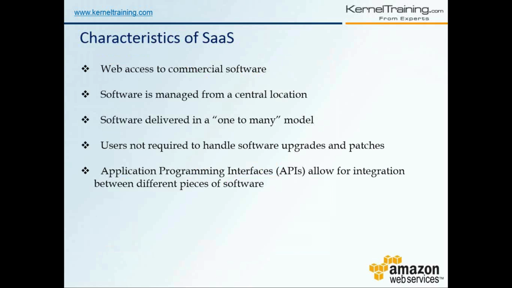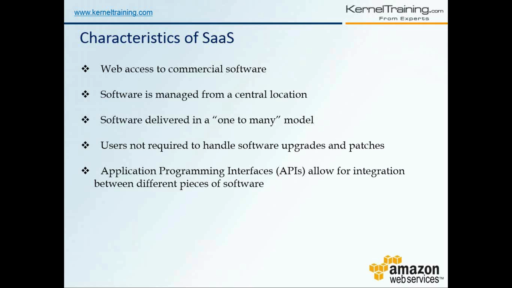So let's see some of the characteristics of software as a service. It's accessed on the web, so web access to commercial software, and the software is managed from a centralized location. We don't care about the software because it is provided completely by the vendor. We are just using the software and closing it whenever we want. The software is managed from a centralized location and delivered like Gmail. They might have one application which is delivered from one to many. They will not have a single application to one.